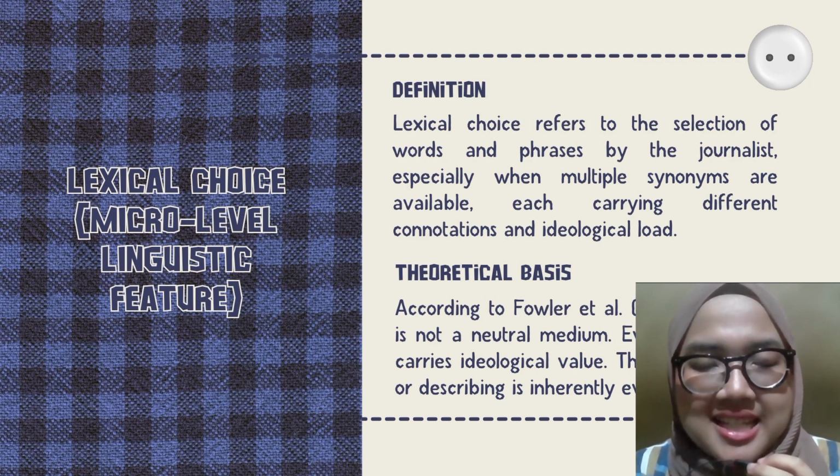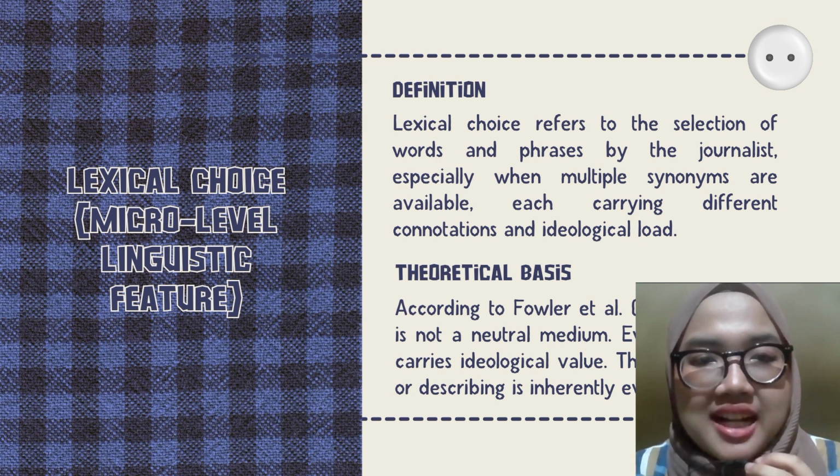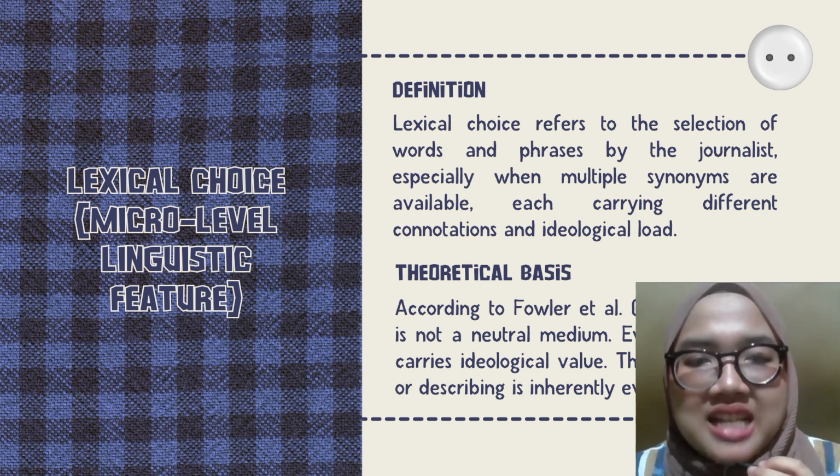First aspect is lexical choice as a macro-level linguistic feature. The definition of lexical choice. Lexical choice is about the specific words a journalist chooses when writing a news report. Often there are some synonyms or ways to describe the same thing, but the word they pick can carry different emotions or opinions. Some words sound neutral, while others make something sound more negative or more positive. These small word choices can reflect the writer's bias or hidden agenda.